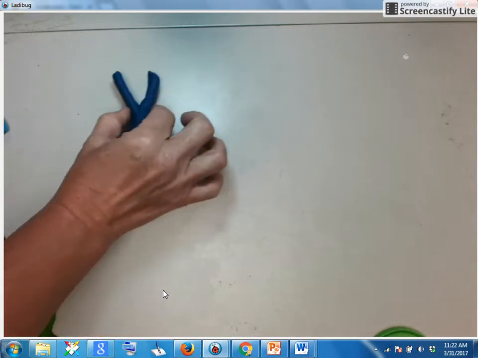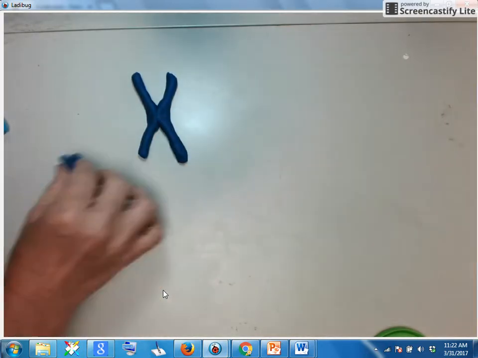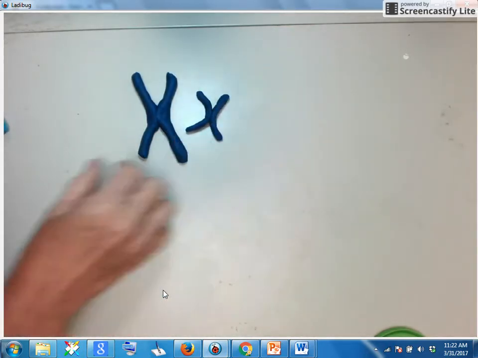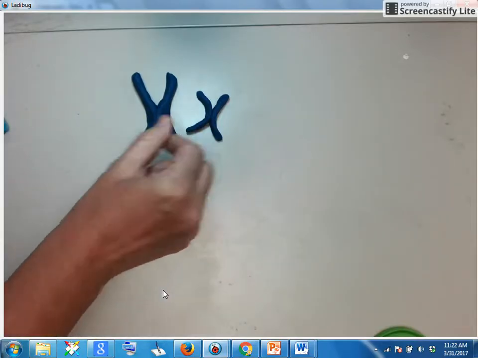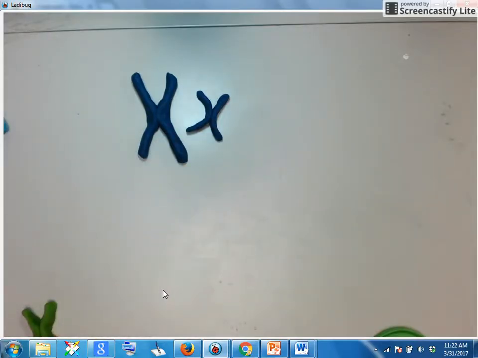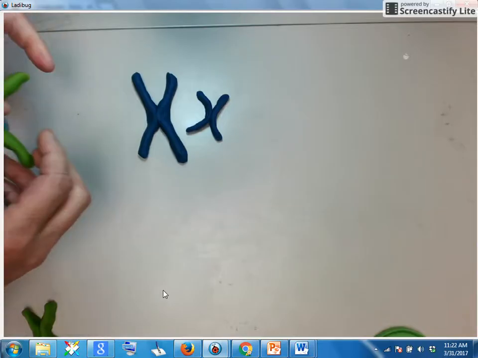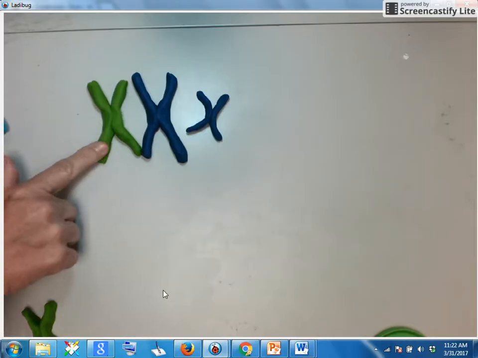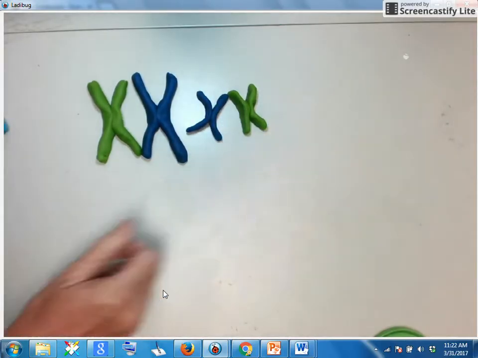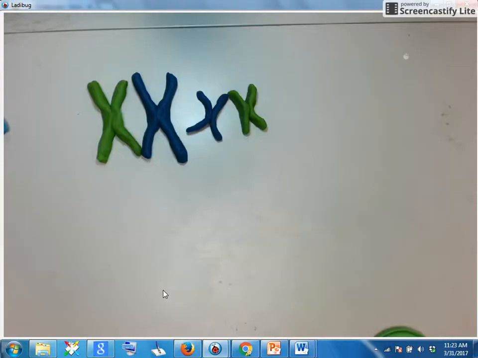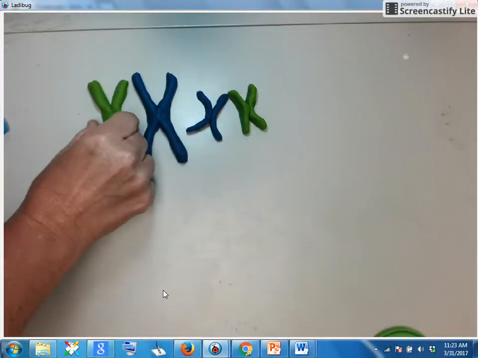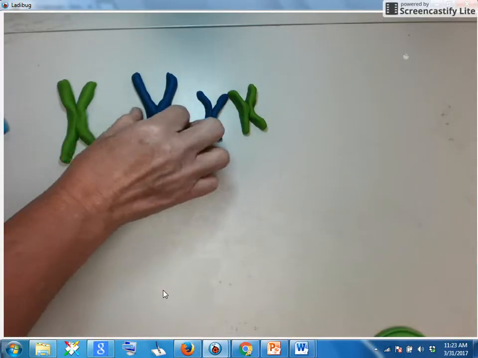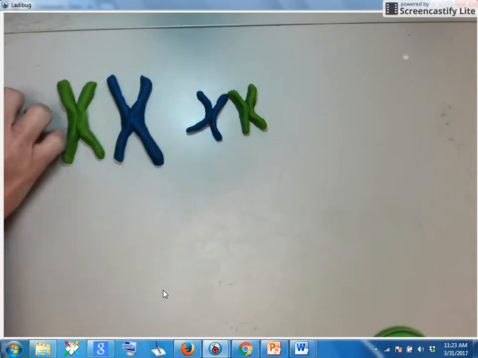Okay, and these are sister chromatids. They are completely identical. Here's my other pair of sister chromatids, completely identical. Then you were asked to make their homologous pair out of a different color. So here's my homologous pair for the big one, and here's my homologous pair for the little one. Okay. So these are homologous chromosomes. They're similar, they're not completely identical.